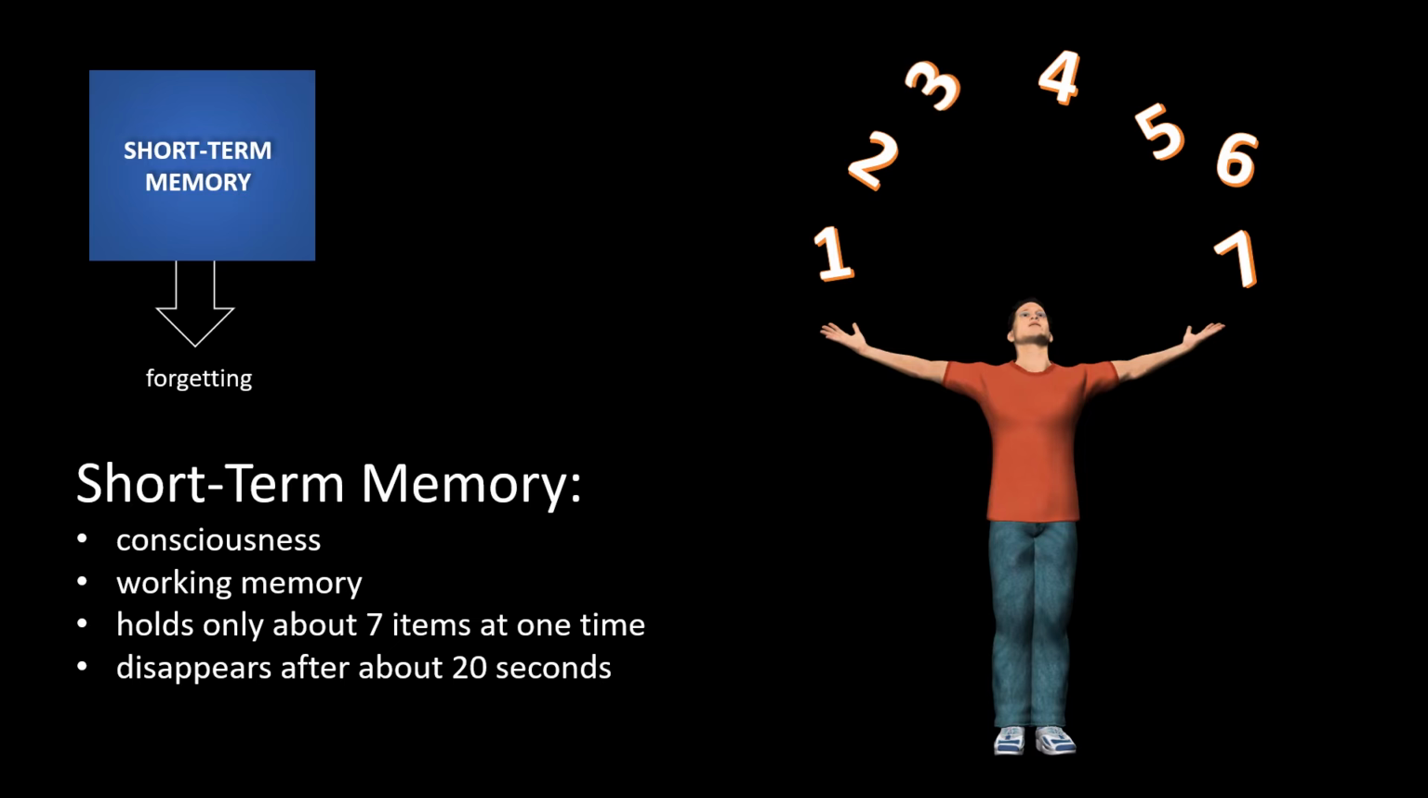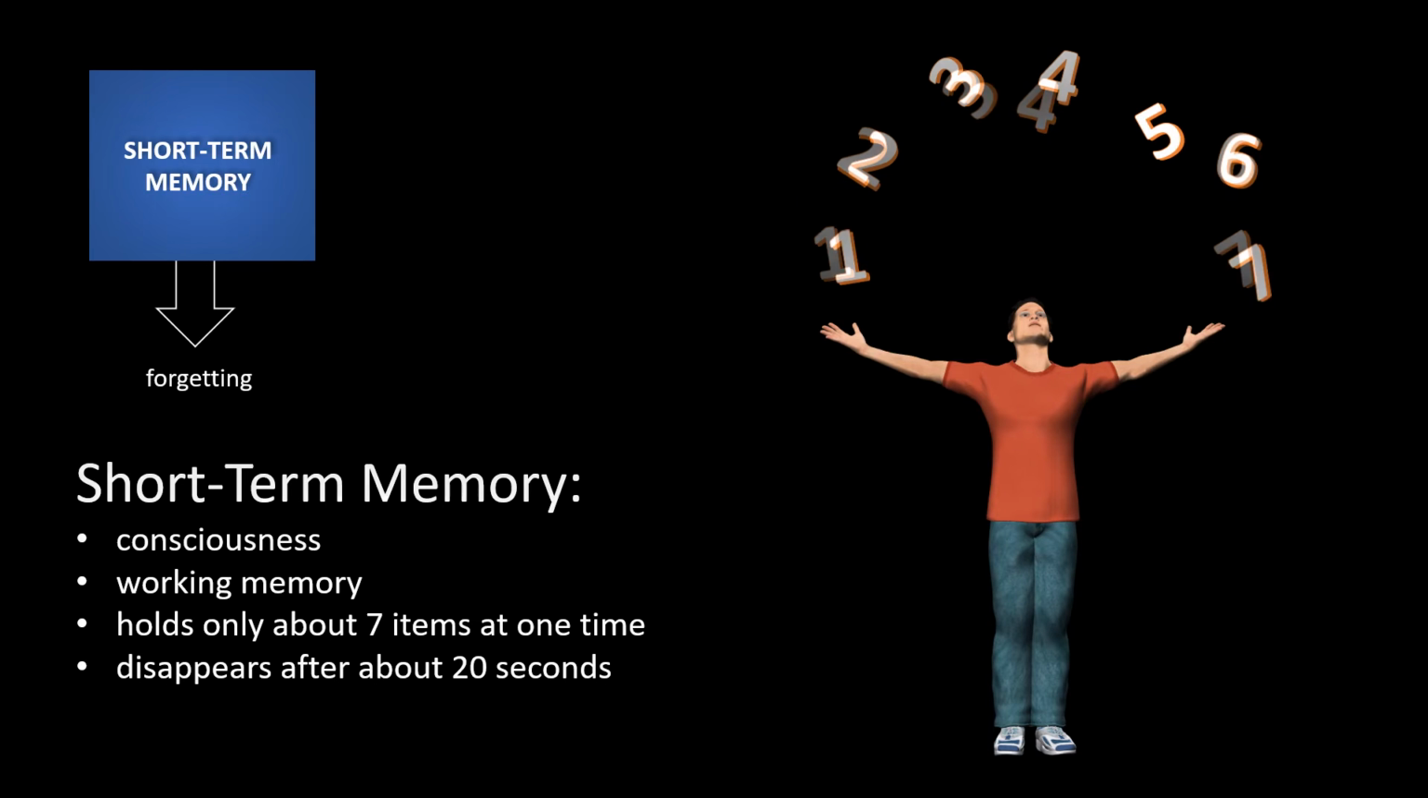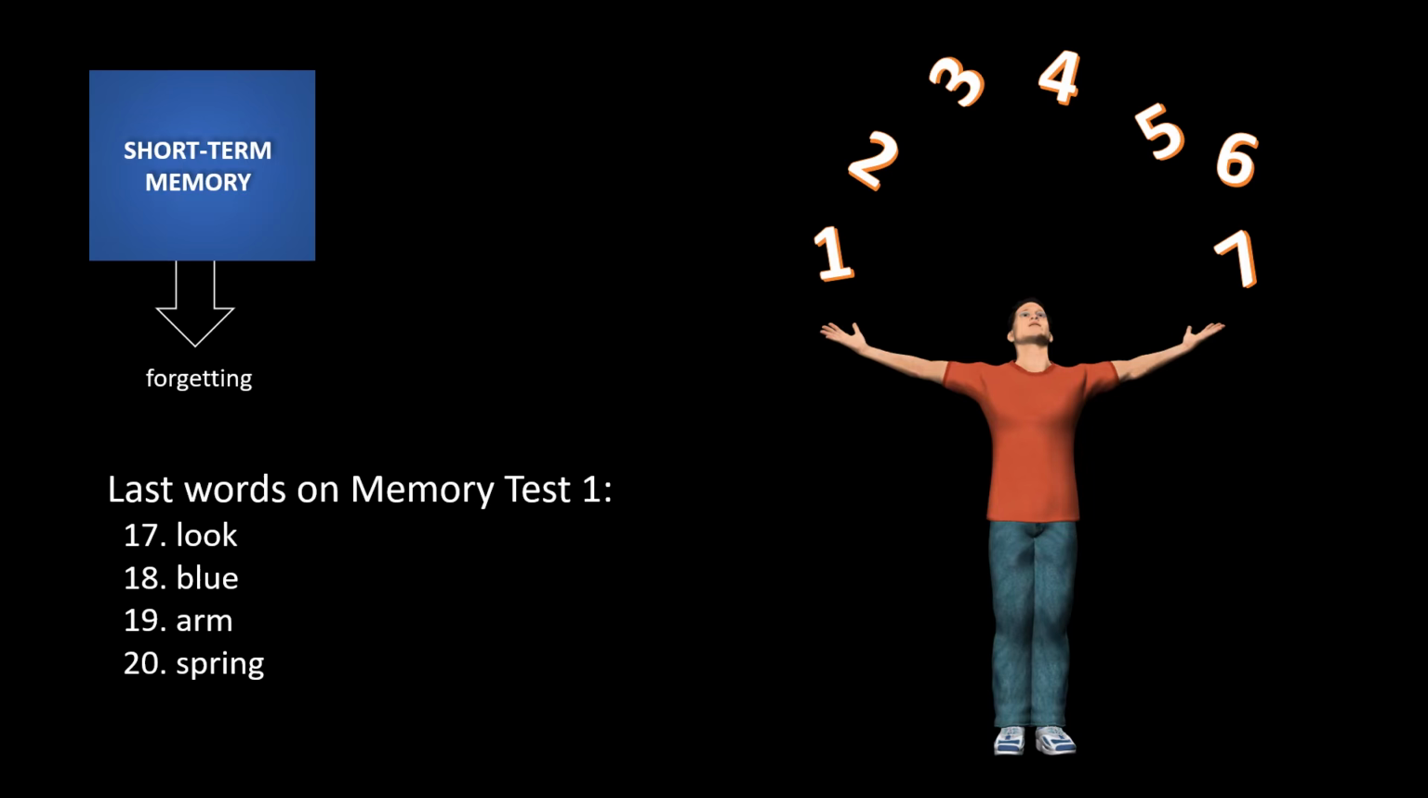Problem is, like a juggler, it can only hold about 7 items, and even that will be forgotten unless we do something to encode it. Did you notice in the first memory test that after a few words, you had to rethink some new strategy since you couldn't juggle any more words?